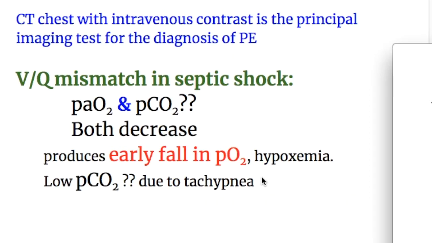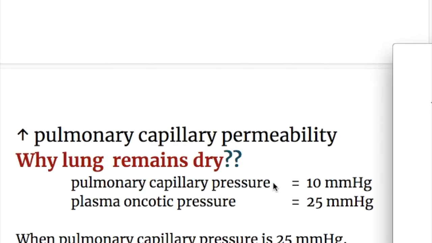Now, VQ mismatch in septic shock. What happens to PO2 and PCO2 in septic shock? Both PO2 and PCO2 decrease in septic shock. There is an early fall in PO2 producing hypoxemia. And why is there low PCO2? Low PCO2 is due to tachypnea. There is increased pulmonary capillary permeability in septic shock that causes edema.